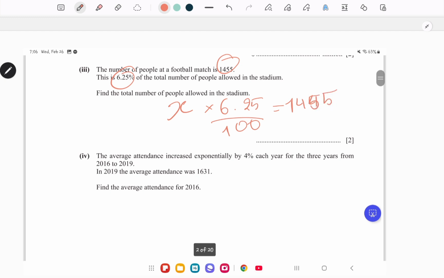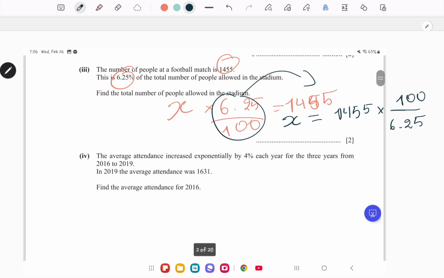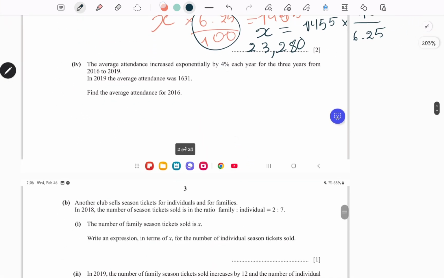1,455. So what you're gonna do now is bring this to the other side, so x is equal to 1,455 times 100 over 6.25. If you put it on the calculator, 1455 times 100 over 6.25, you're gonna get an answer which is 23,280 people, which is a big number of people, by the way. We move on to part 4.